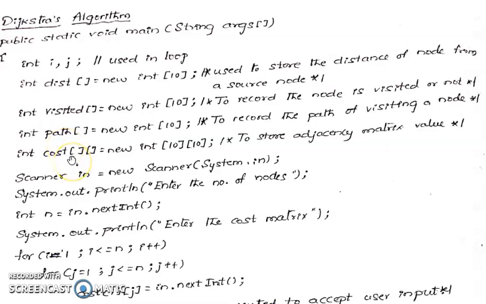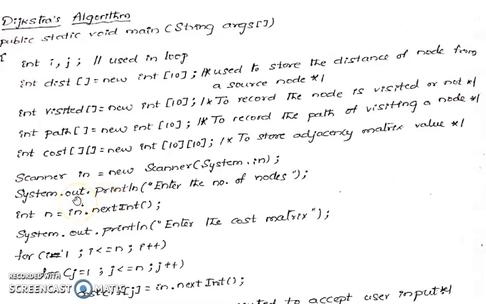Next we have a two-dimensional integer array, cost. This is used to store the adjacency matrix. What is an adjacency matrix? The input of the given graph is considered in the form of edges, and you are going to record the edge weights in the form of a matrix. To read that input, we are making use of this two-dimensional array. For the Scanner class, we are creating the object called in. This is required to read the keyboard inputs.